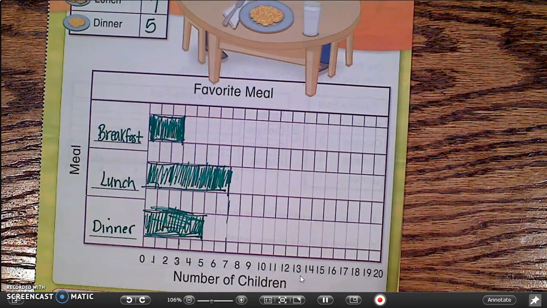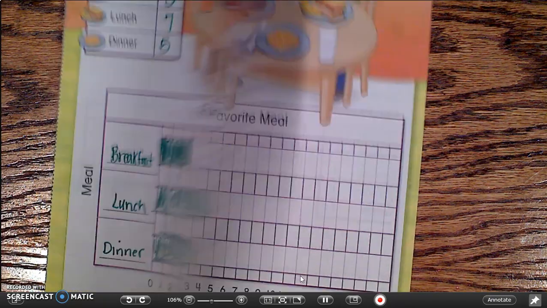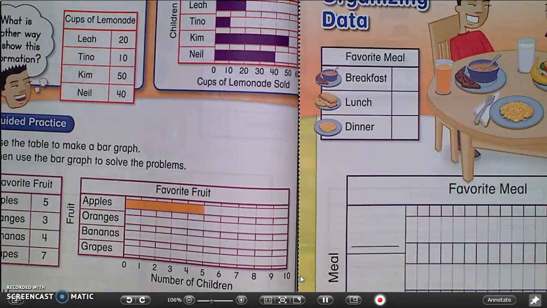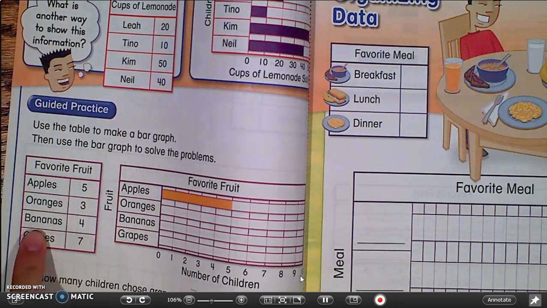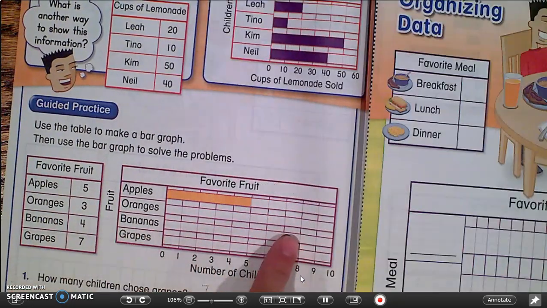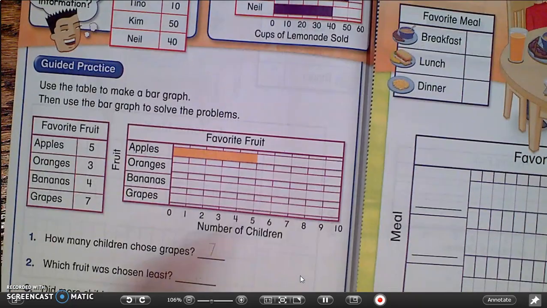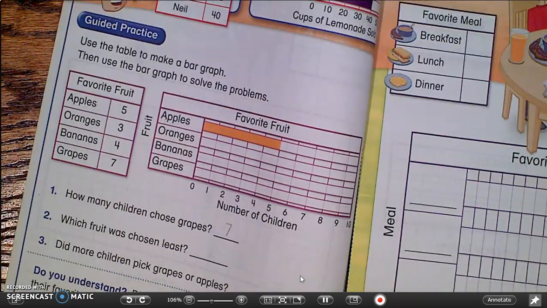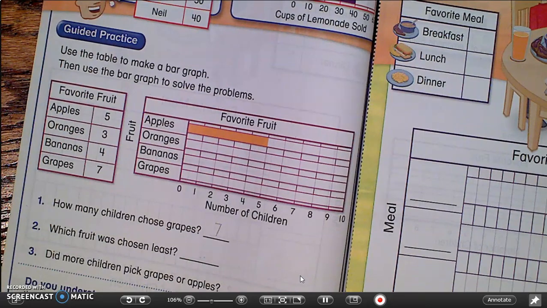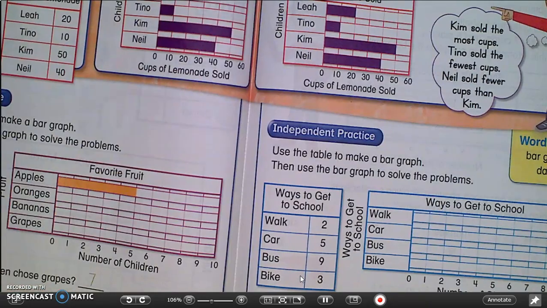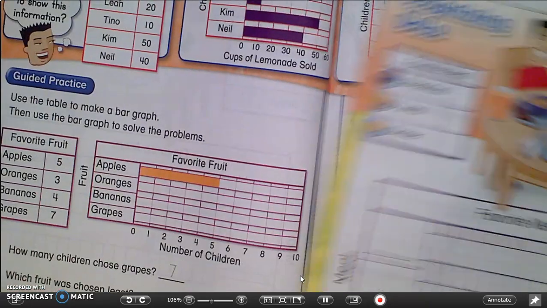All right. Let's look on the inside here. You are going to look at the table, and then you're going to fill in the bar graph and then answer some questions. Greatest means biggest, least means the smallest, all right? Make sure you read carefully. All right, I will let you go.